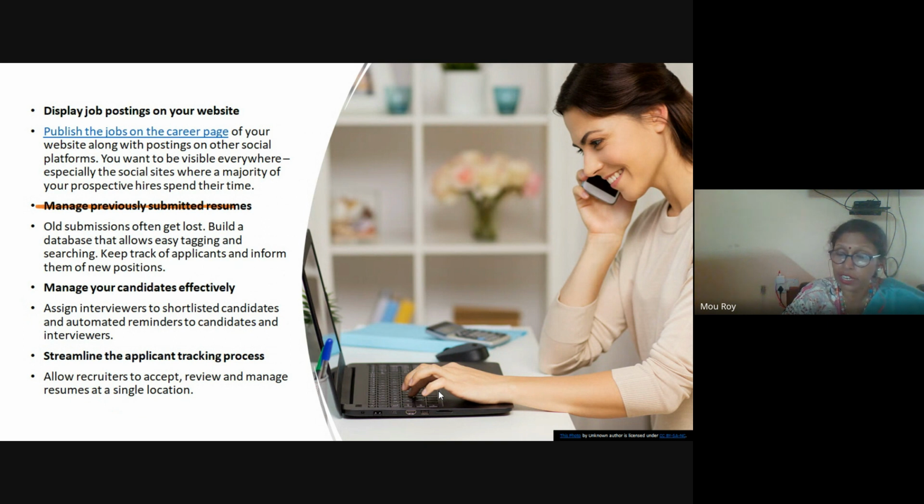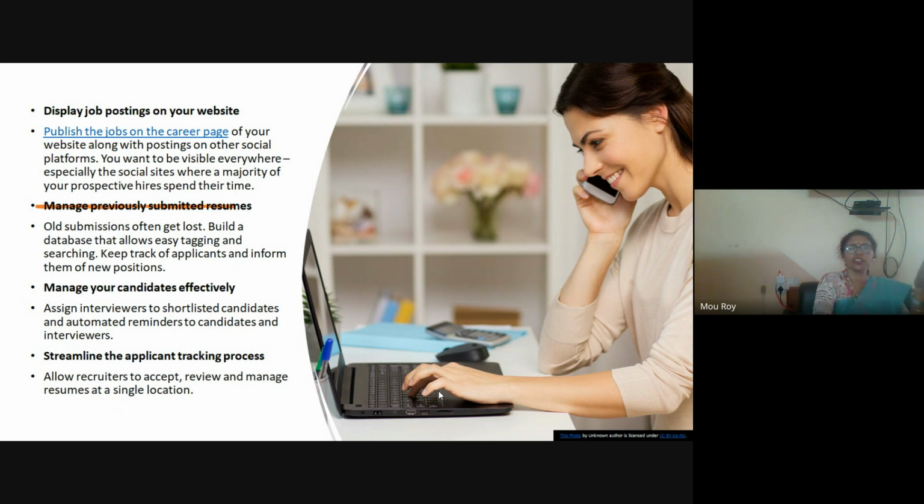First, it is very necessary that you have a strong database, so that it allows easy tagging and searching, okay? And you need to keep track of applicants and inform them of the new positions that have been created. Manage your candidates effectively, then assign interviewers to shortlisted candidates, and send automated reminders to candidates and interviewers. Now everything is very automated.